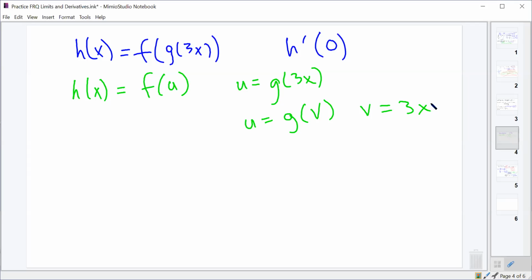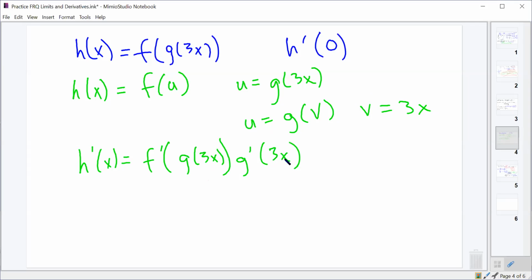All right. So what's the derivative of f of u? It should be f prime of u, and then times the derivative of u. And to find the derivative of u, we'll do this, g of v. So that'd be g prime of v, and then times the derivative of v, which is 3. So that's just the chain rule within the chain rule.